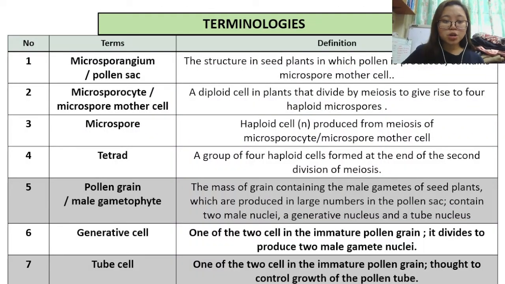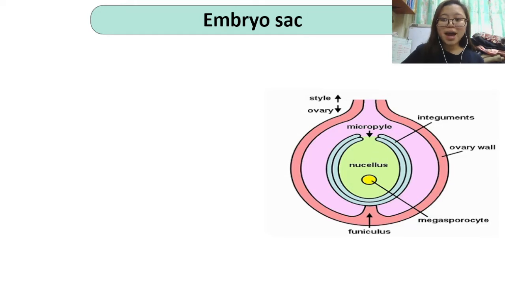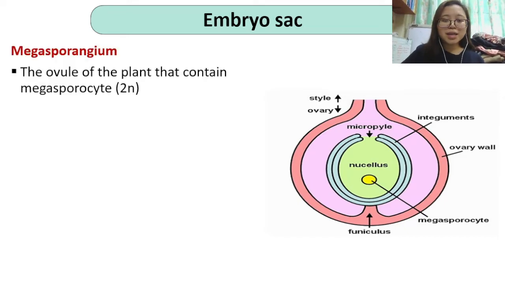Here are the terminologies. You can look at this later at your own time. And now we are going to go into the female part of the flower. We are going to talk about the embryo sac. So in the embryo sac, we learn about this structure called a megasporangium. Megasporangium is the ovule of the plant that will contain megasporocyte.